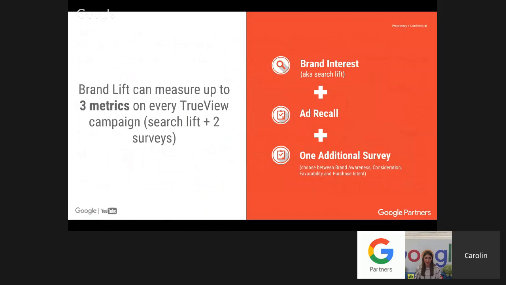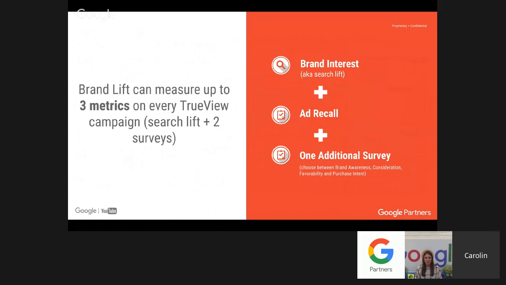Let's look at a few things to keep in mind before setting up. First of all, BrandLift can be measured for up to 3 metrics on every TrueView campaign. That means, first of all, you can measure the brand interest, so the search lift. So for example, was my brand able to increase organic search traffic? Next thing, you can measure ad recall. So do people remember seeing an ad of my brand or my product?